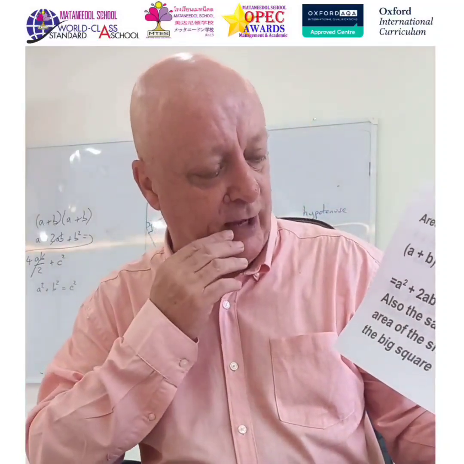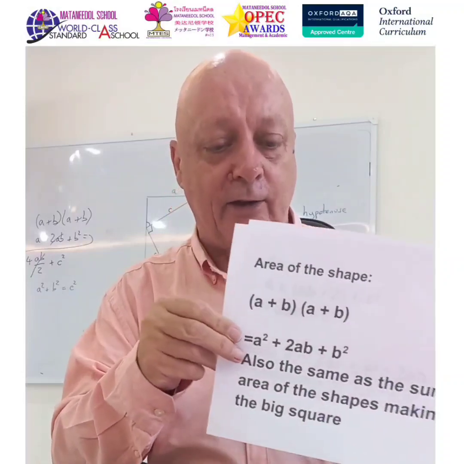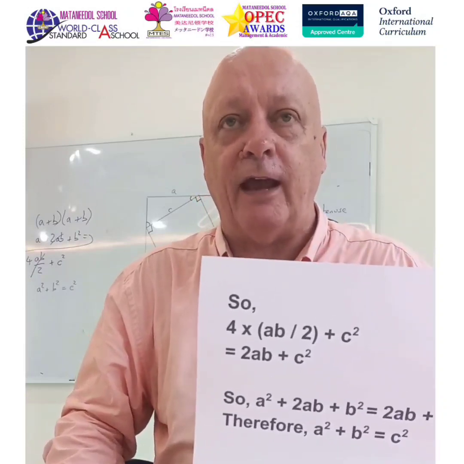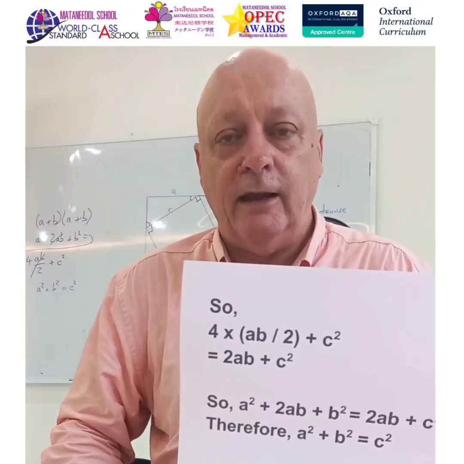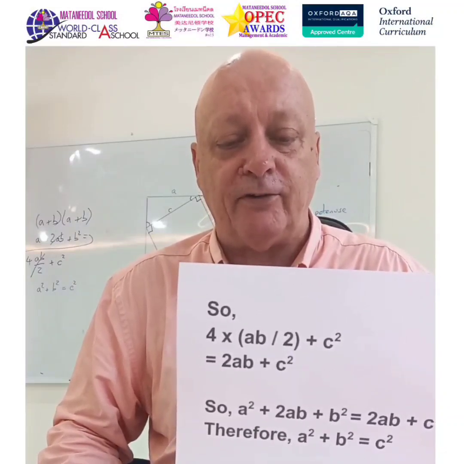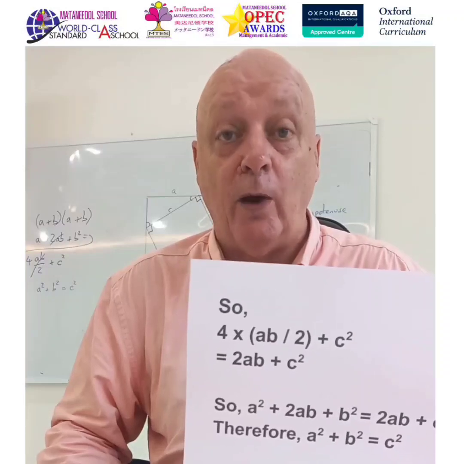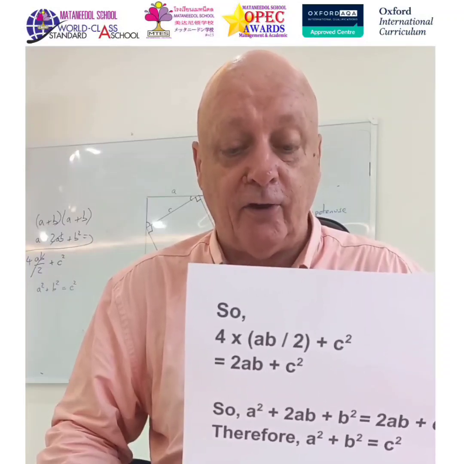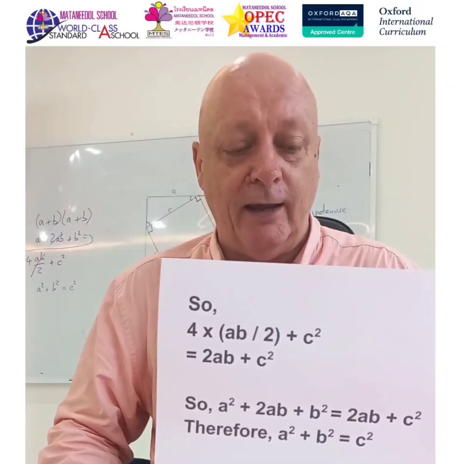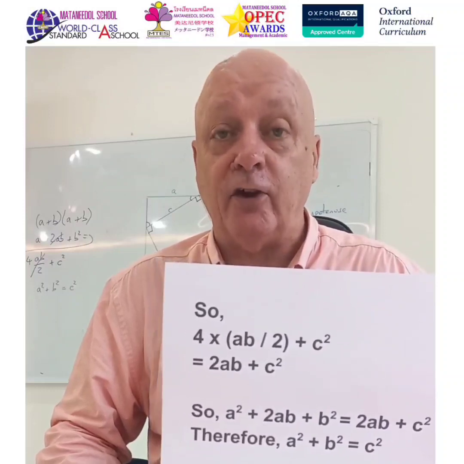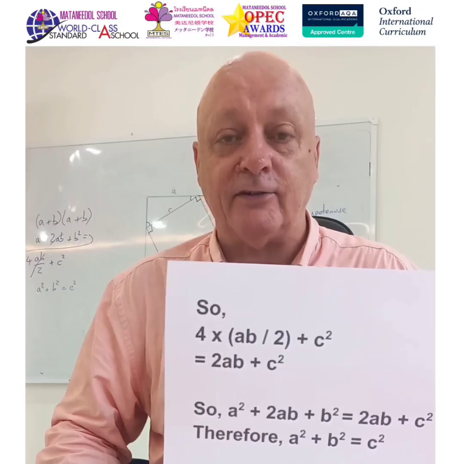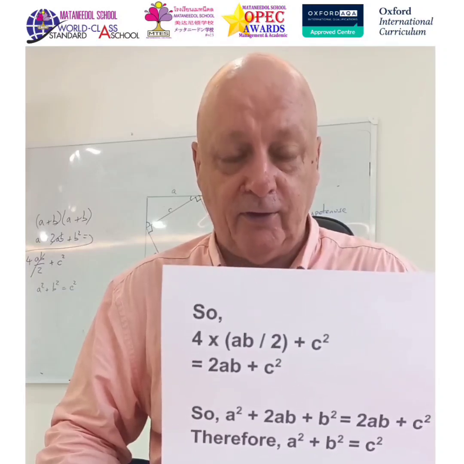So it's the sum of the shapes making up the big square, and that equals 4 times AB over 2. Remember that the area of a triangle is the base times the height divided by 2, so 4AB over 2 plus C squared, and that equals 2AB plus C squared. So A squared plus 2AB plus B squared equals 2AB plus C squared. We can take 2AB out from both sides and prove Pythagoras' theorem: A squared plus B squared equals C squared.